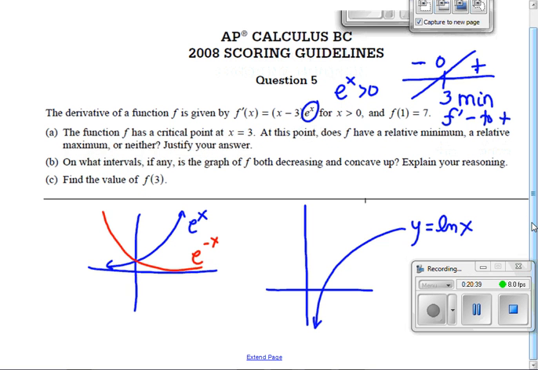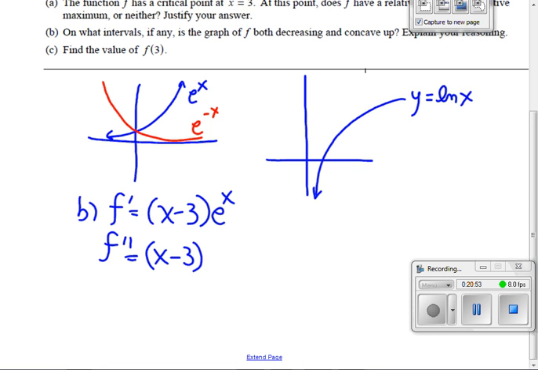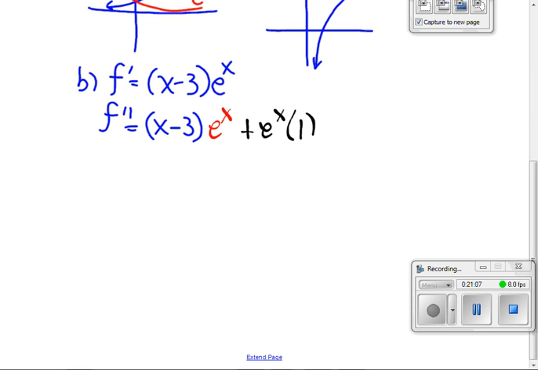It's the product rule. So it's x minus 3 e to the x. So f double prime is equal to x minus 3 times the derivative of e to the x, which is e to the x, plus 1 times e to the x times the derivative of x minus 3. So it doesn't equal 1.